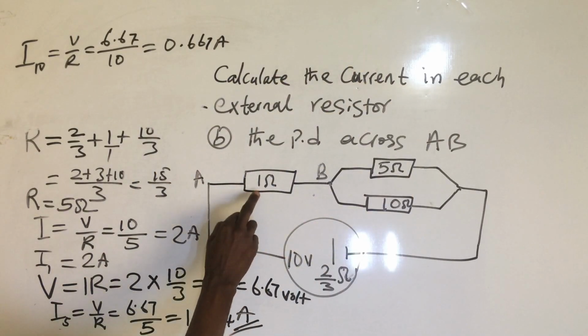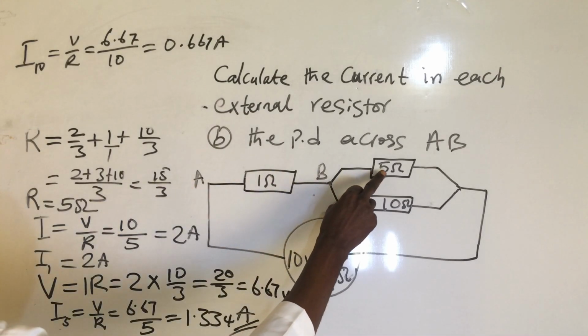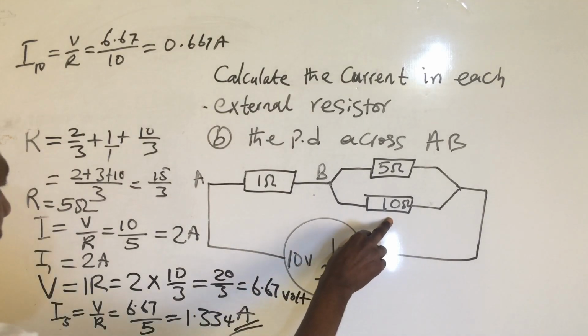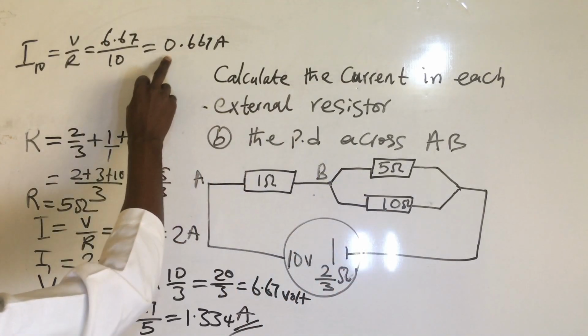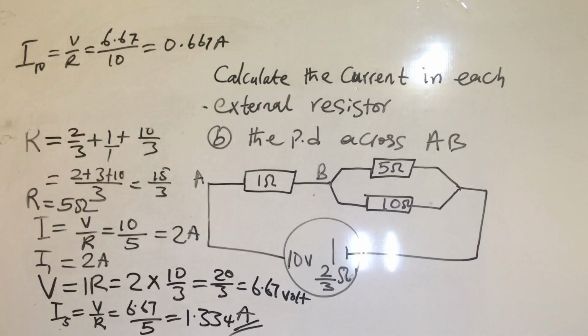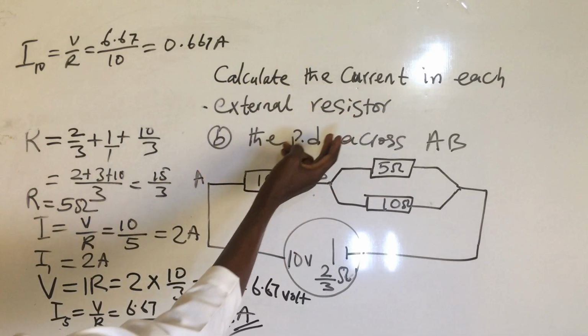The current across the 1 ohm is 2 ampere. Then the current across 5 is 1.334 ampere. Then the current across 10 is 0.667 ampere. That is how we finished calculating the first question.